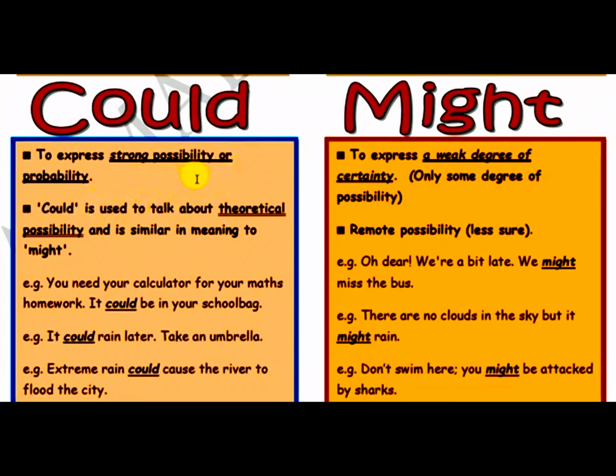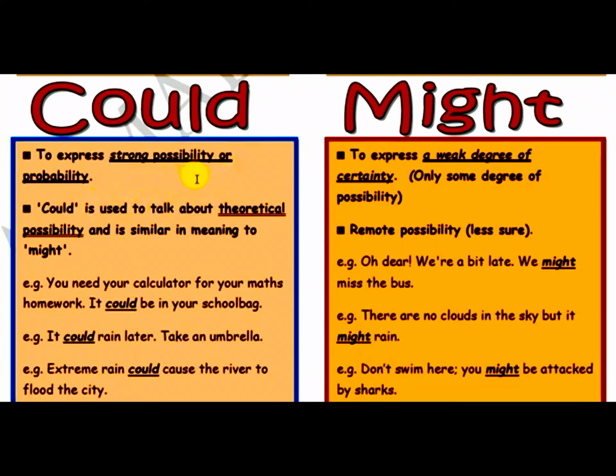If you say it could rain later, then you have a possibility or a probability that you may have heard on the news that it was going to rain. So you're telling that person take an umbrella. Possibility احتمالية or إمكانية إنه راح تشتي.